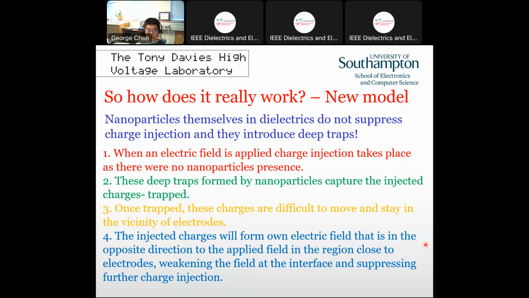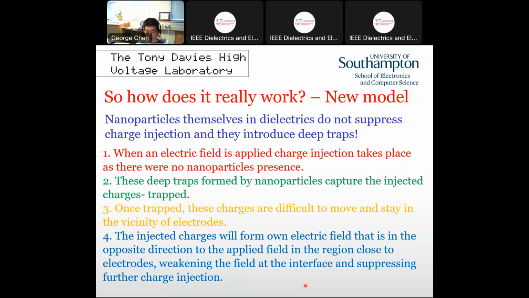Here, based on this description, it's clear that once you apply the electric field, there is still charge injected into the nano-dielectric material. They only stay very close to the surface. And if the charge is injected into the nano-dielectrics, then the question is, why can we not measure it directly using the space charge measurement technique?